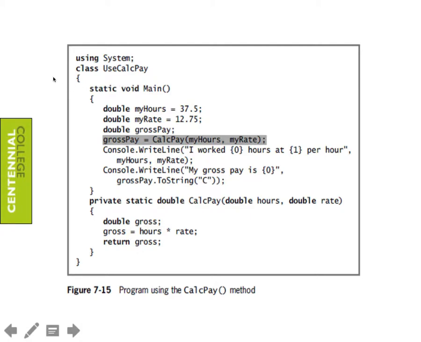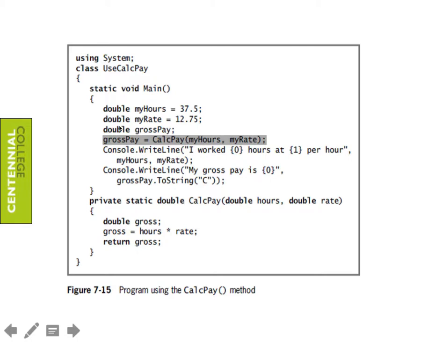When the compiler goes down, it starts reading all these lines. When it goes to here, it doesn't go here. It jumps over here, passes the two values in here, and then calculates the gross, which is the hours times the rate, and returns the gross back into gross pay, which is the receiving variable. Here's the receiving variable right here. And then from there, I can print them out.